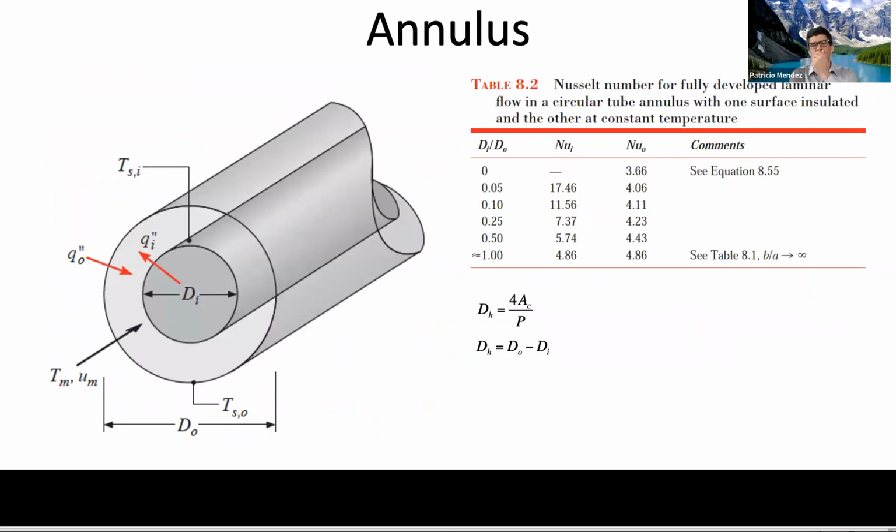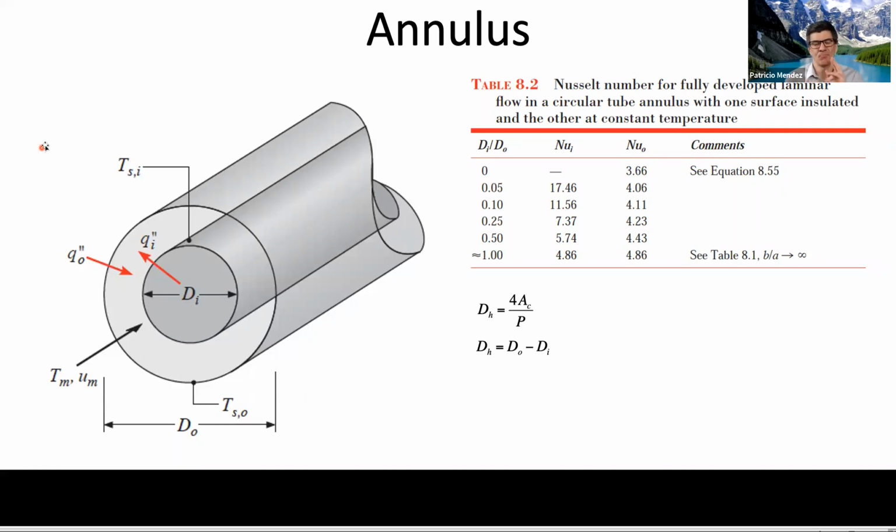So let's say now we have flow in concentric tubes. And this is a case, for example, of a concentric flow heat exchanger, right? There are heat exchangers such as these. They're not the most efficient, but they exist. They're commercially available. So let's consider two cases.